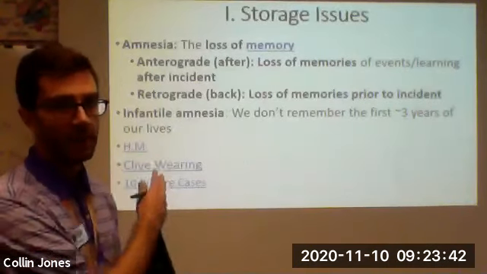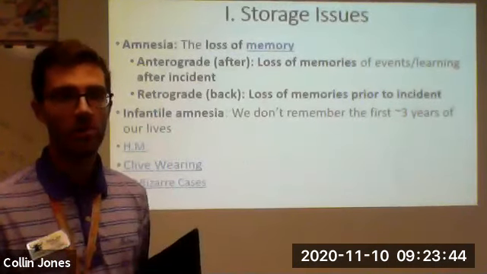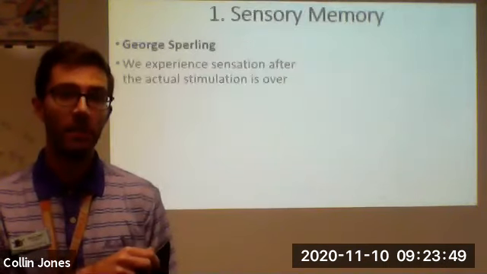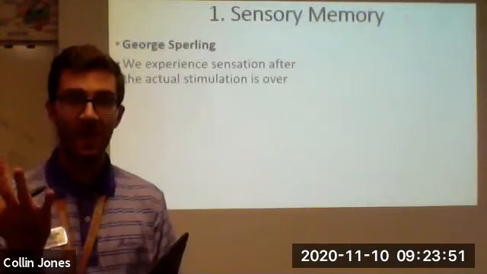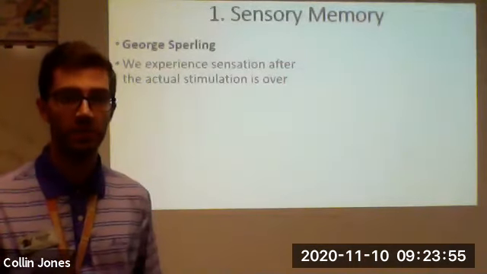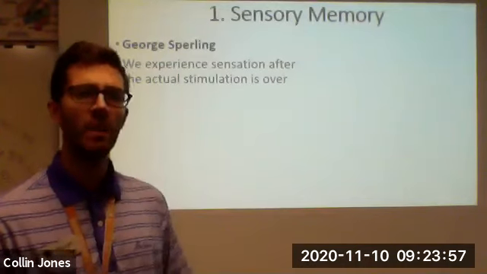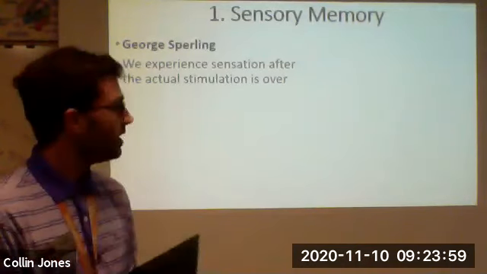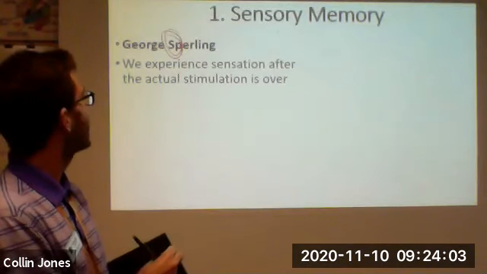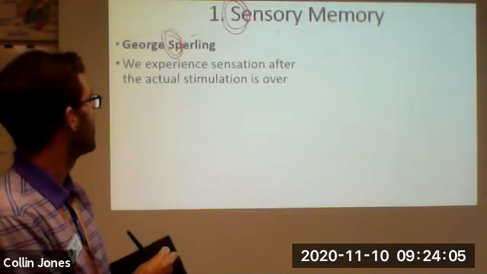All right? Hopefully in class, we also talk about things that can go wrong with storage. We may have watched some videos or we'll watch them at some point. But for now, we're going to get deeper into those 3 specific types of memory storage. So the first kind is called sensory memory. The guy who came up with it, his name is George Sperling. So I associate the S in Sperling with the S in sensory memory.